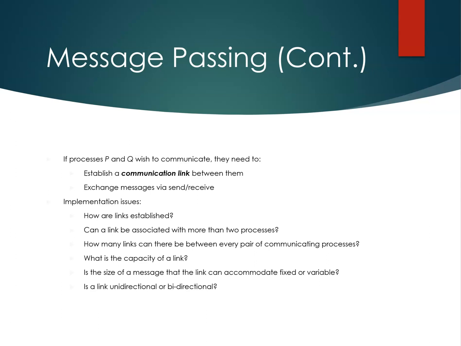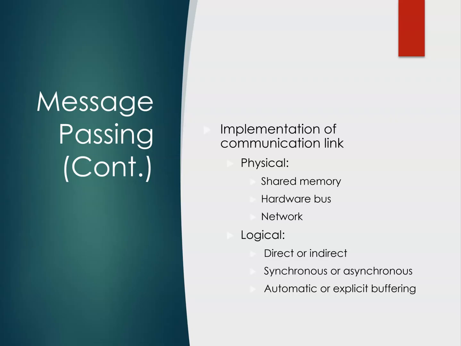So here are some questions. How are the links established? Can a link be associated with more than 2 processes? How many links can there be between every pair of communicating processes? What's the capacity of a link? Is the size of a message that the link can accommodate fixed or variable? And is a link unidirectional or bidirectional?